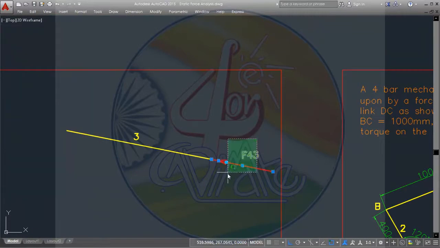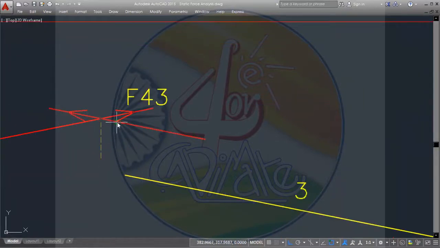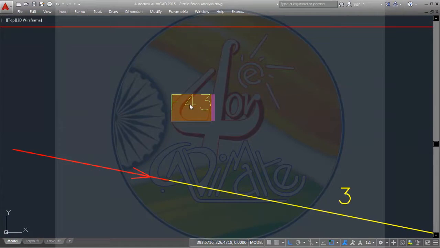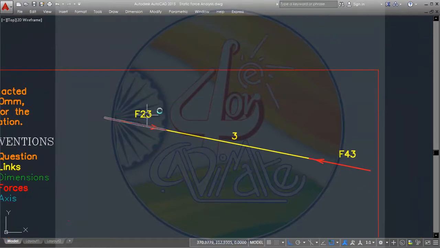And opposite of this will come on the other side. Opposite of this will come on this side. So again we have to take a mirror image of this. Okay. So this will act at this point. And what is this force? This is the force on link 2 on 3. Fine. Okay. Clear?